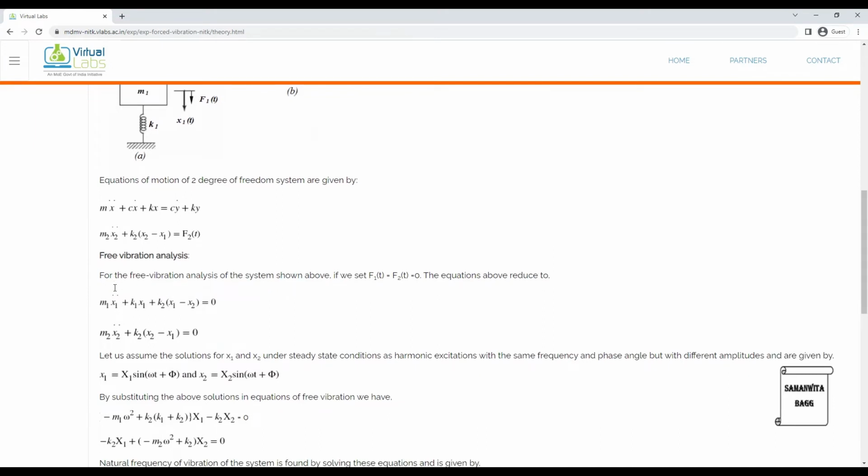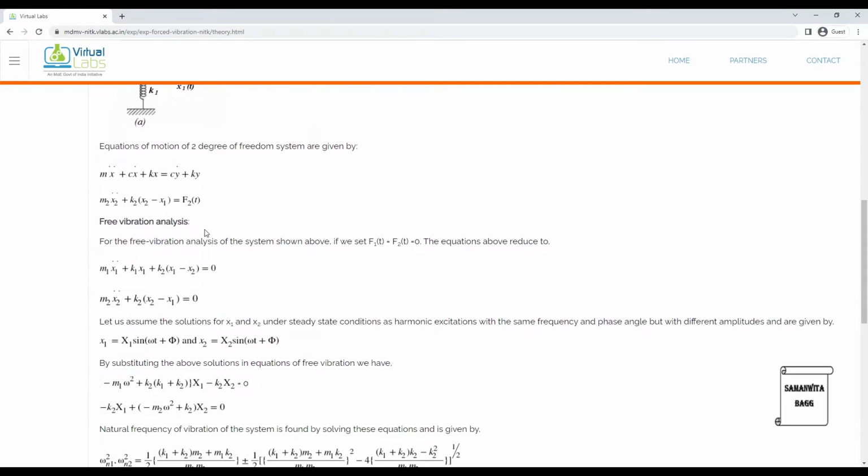Now suppose we talk about the free vibration analysis of the system shown above. If we set F1 and F2 to 0, the equations above reduce to these equations. This was F1 which has now become 0 and this F2(t) is also 0. So these two equations are written in this form.